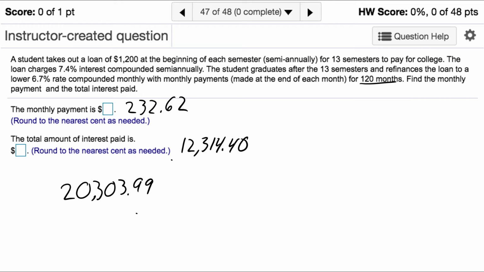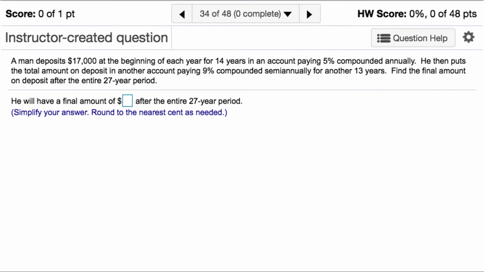All right, let's look at the next one. All right, so we have a man deposits $17,000 at the beginning of each year for 14 years in an account paying 5% compounded annually. He then puts the total amount on deposit in another account paying 9% compounded semi-annually for another 13 years. Find the final amount on deposit after the entire 27-year period.